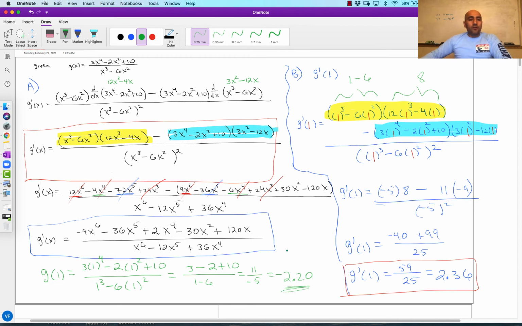Okay? So here is our function, g of x. I don't know what it looks like, but it's some function, g of x. I know that one ordered pair on this function is the ordered pair 1 comma negative 2.20. That's a point on this function. And if I wanted to find the slope of the line tangent at that point, here it is. 2.36 is the slope of the line tangent to this point on the function. Good. All right, let's move on.